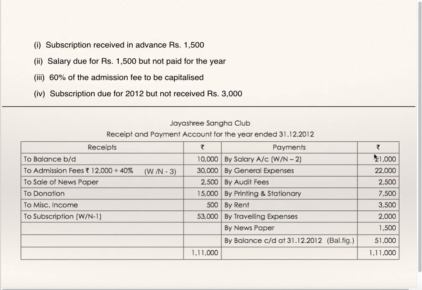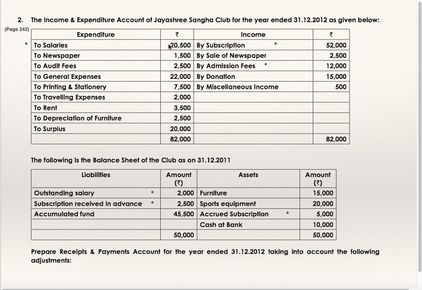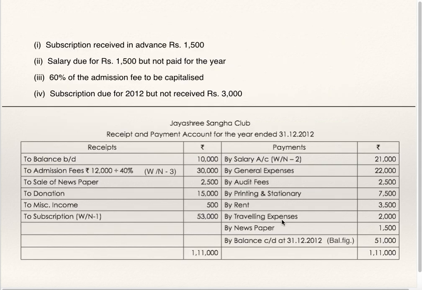Payment side: salary, general expenses, audit fees, printing stationery, rent, traveling expenses, newspaper. If you see expenditure, only salary is changed. Expenditure, salary, I have shown you in the working note. Other figures are the same: newspaper, audit fee, general expenses, printing stationery, traveling, rent. All figures will show on the payment side. Depreciation will not come to the payment side. Surplus will not go to the receipt and payment account. Balance carried down, this is the balancing figure.